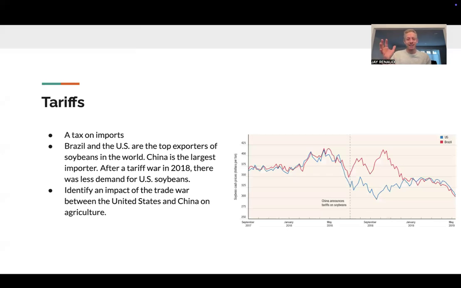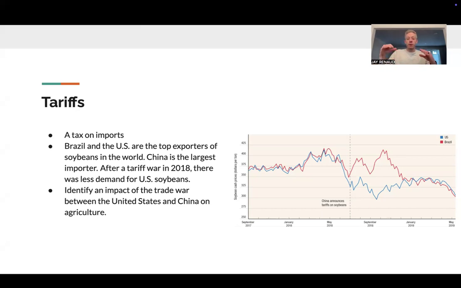Tariffs. This is a big one right now. Tariffs were an issue in 2018 when it came to agriculture. In this case, in terms of soybeans, a tariff is a tax on imports. What I tell my students is if we raise tariffs on certain agricultural products that we sell to other countries or bring in from other countries, that's going to impact farmers in the United States. If we raise tariffs on soybeans, that impacts soybean farmers in the US.